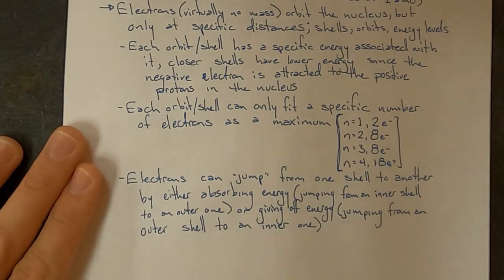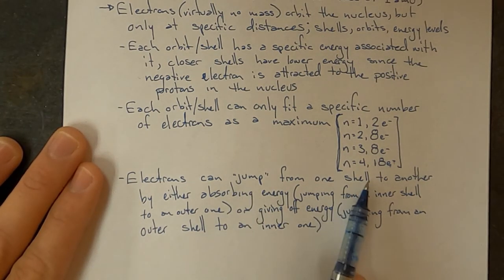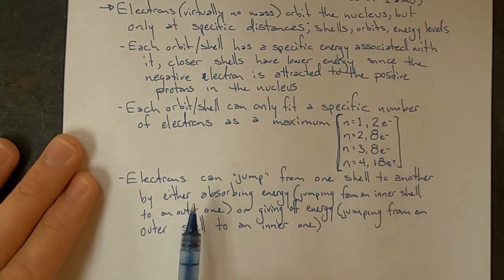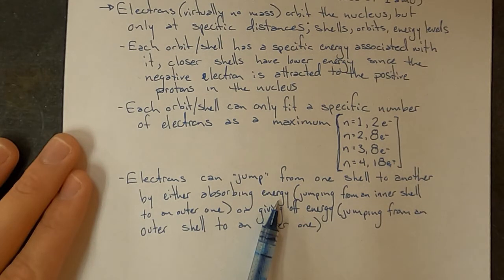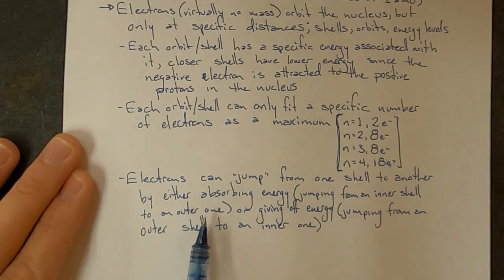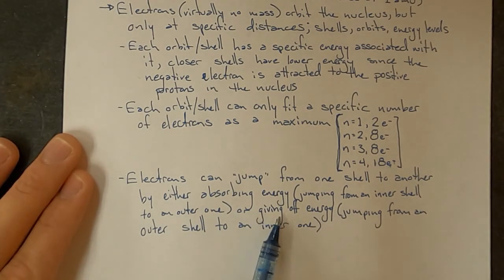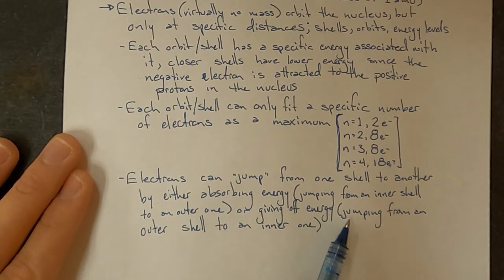Another thing that Bohr said for his model of atoms was that an electron could jump from one shell to another by absorbing energy, which would mean that it would jump to a further shell out. That could be absorbing energy, whether it's electrical energy, heat energy, or light energy, to jump from an inner shell to an outer one, or it could give off energy by jumping from an outer shell to one that is closer to the nucleus, an inner one, and it would give off energy.